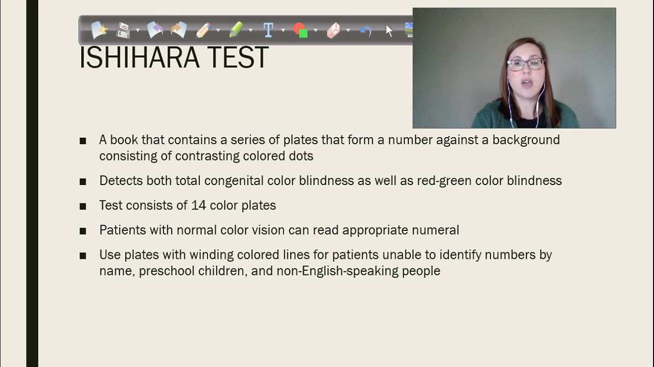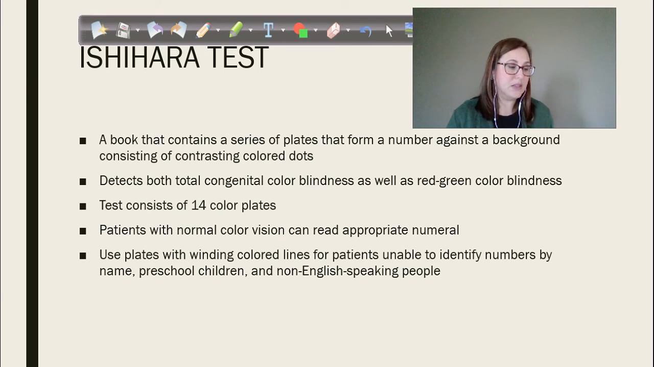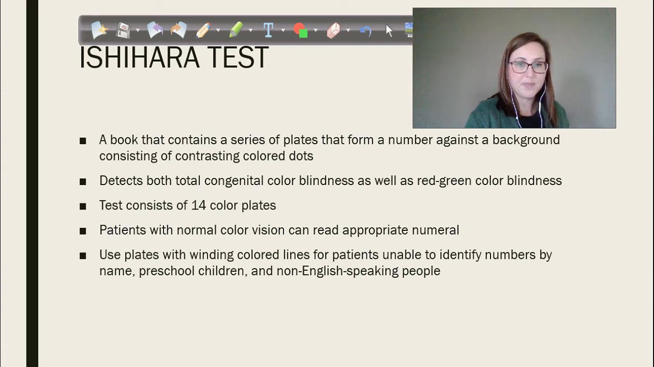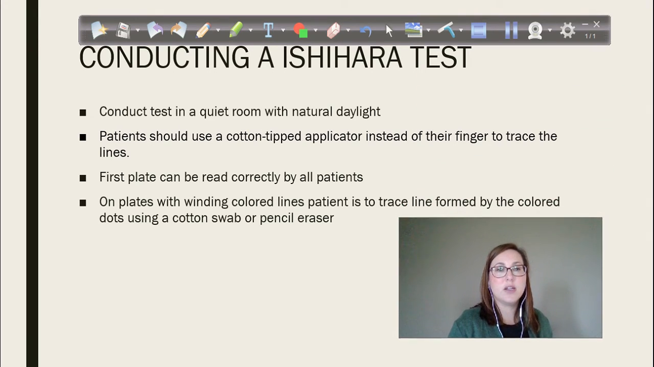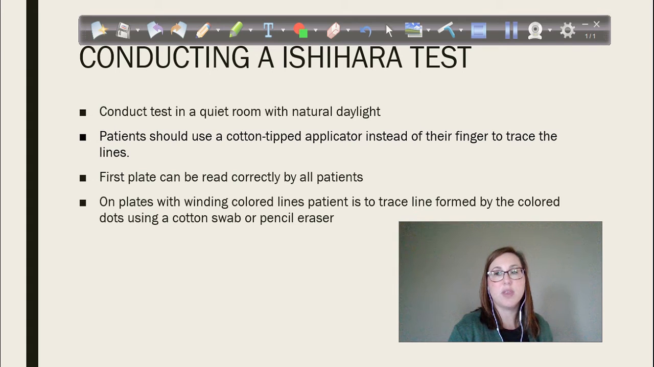You can use plates with winding lines for patients who are unable to identify numbers by name. So you might have them use a pencil, or the eraser on a pencil, to trace the number that's within there, so you know they can see the difference in the color. Maybe they're preschool, or they're not English speaking, or maybe they can't read. You could always try that. Again, use natural daylight in a quiet room, and they could use a cotton-tipped applicator instead of their finger to trace the lines.